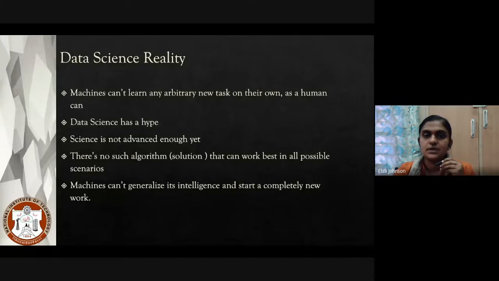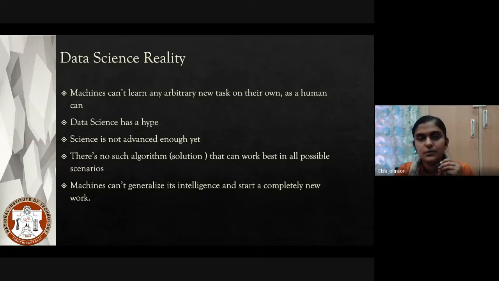The reality of data science. You might have seen many science fiction movies, and in those movies you'll see machines that can talk, think, walk, drive, and do many different varieties of work. The reality is that it has a hype. The reality is that machines can't learn any arbitrary new task on their own, but a human can. You might be hearing about many robots which have developed AI, but still it hasn't come on par with the intelligence of a human.